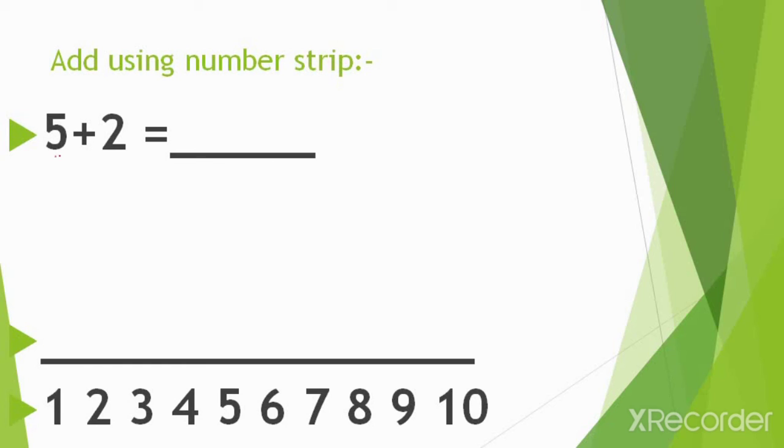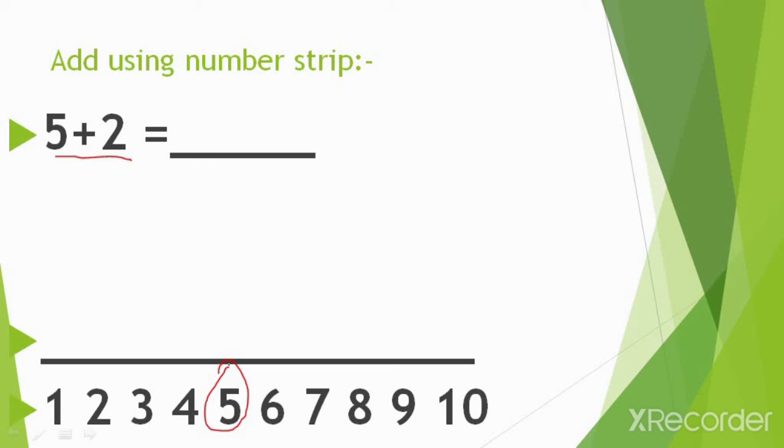Now our sum is 5 plus 2. What should we do now? I am giving you 1 minute to think. What do we have to do? Where is number 5 on this number strip? Look, 1, 2, 3, 4 and this is 5. So make a circle on number 5.